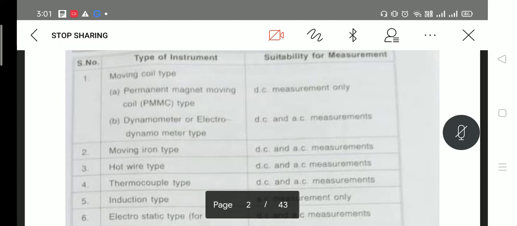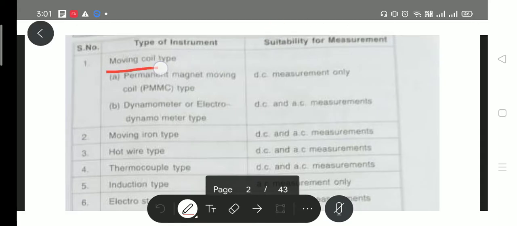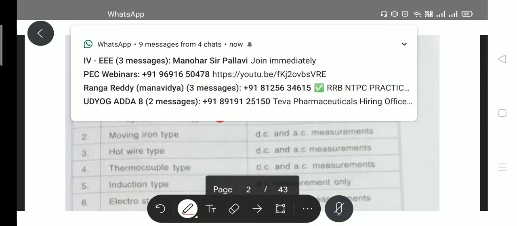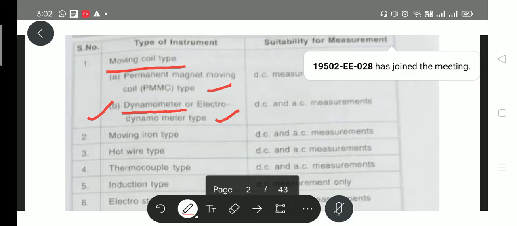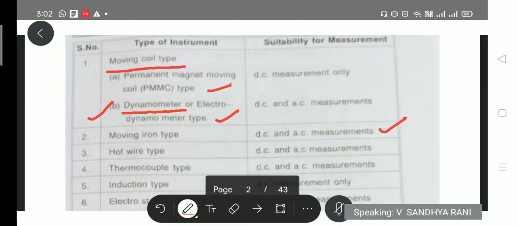In moving coil, we have two types: permanent magnet moving coil and dynamometer type meter. In this we can measure the power, right? We can measure voltage and current also. We can use DC and AC measurements. Okay. In the moving iron type, we can measure AC and DC voltages, right? And in the hot wire type, we can measure DC and AC measurements.